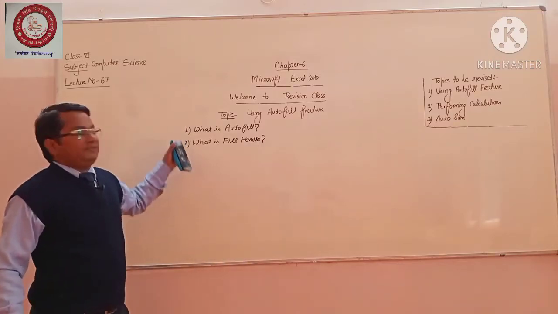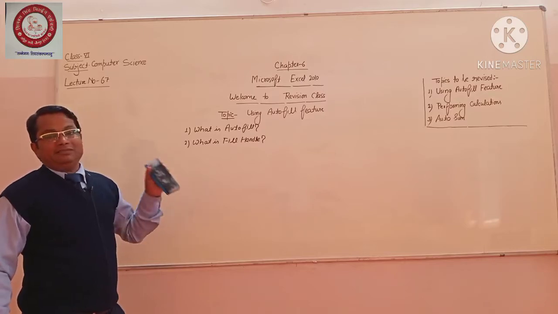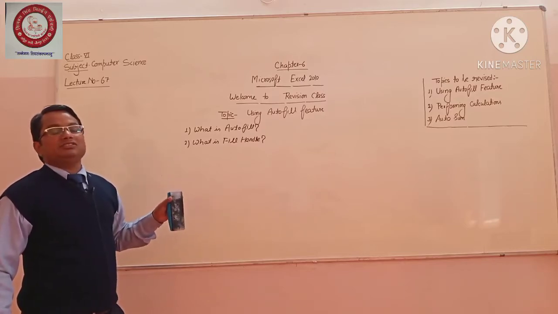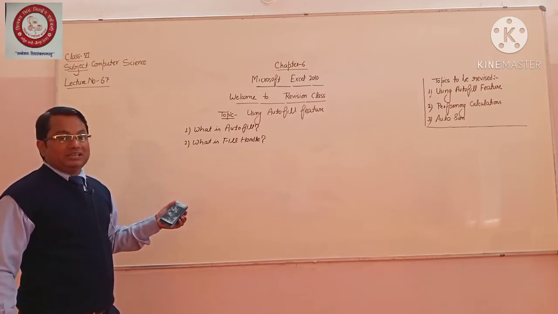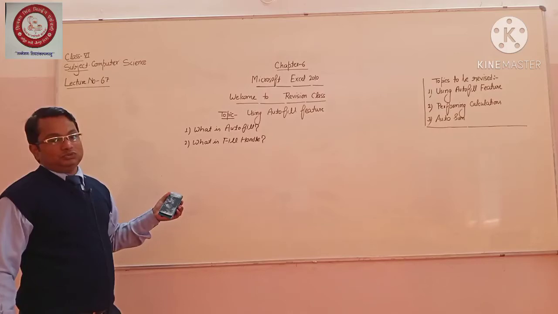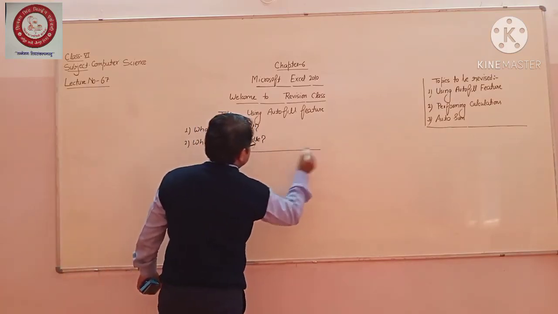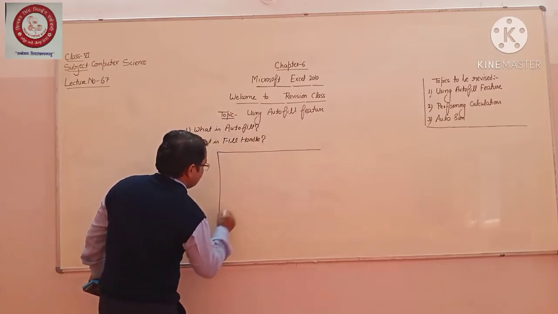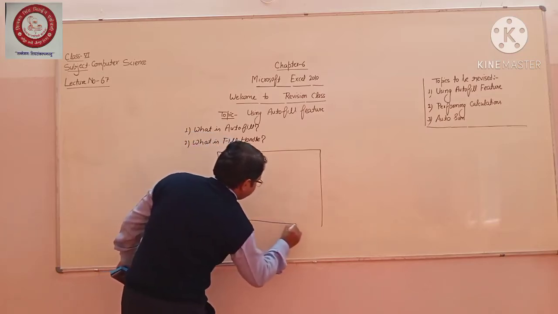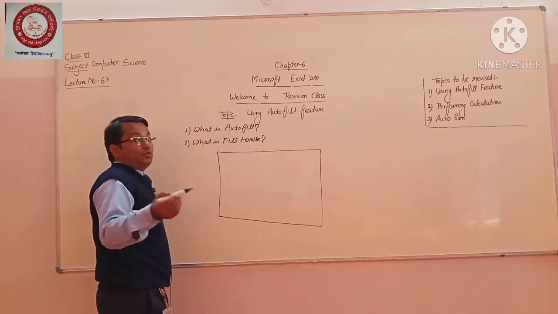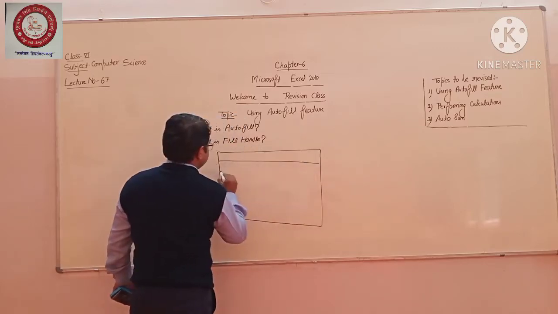To give the understanding about this, let's take one table, and in that table we will enter some data, and then we'll try to understand what autofill is and what the fill handle is. So let's draw one table for you. Right now this is one rectangle. Just assume this is your MS Excel sheet, like when you say this is your worksheet. Let me draw some rows here.